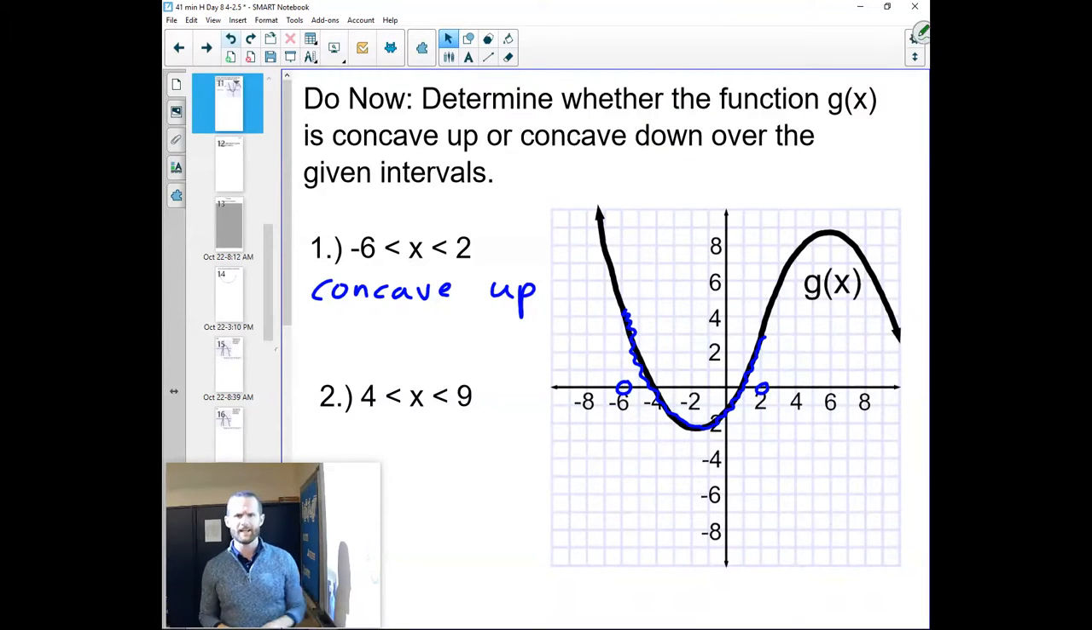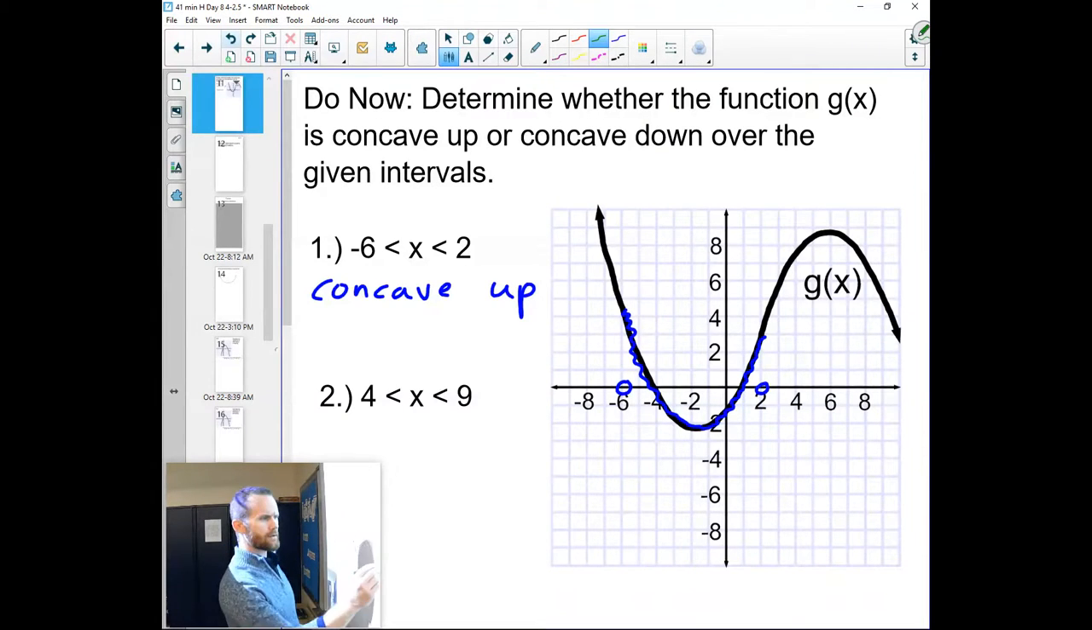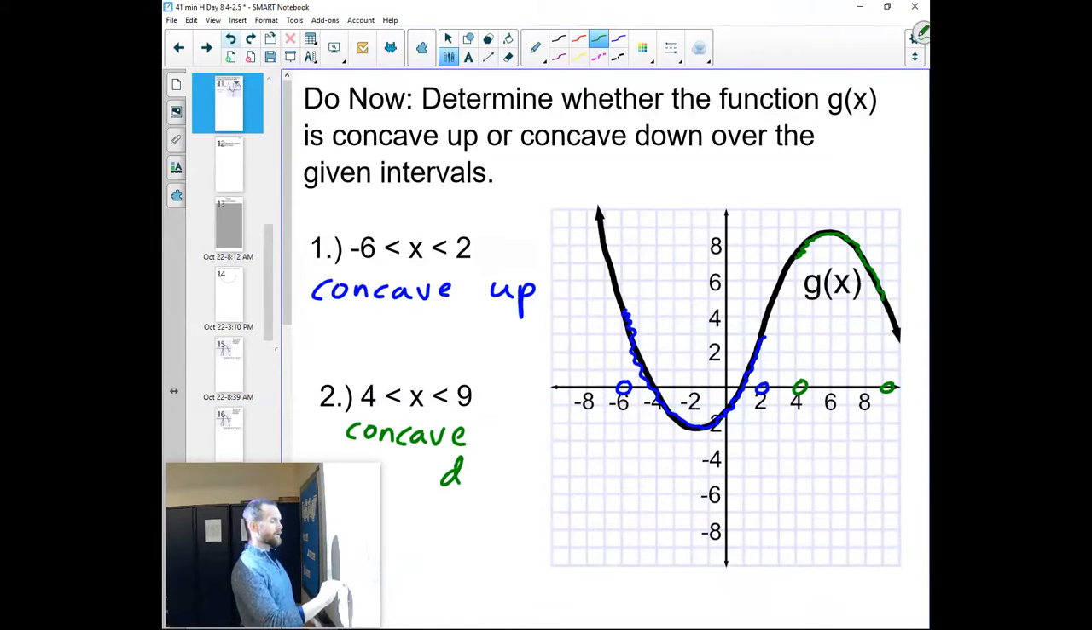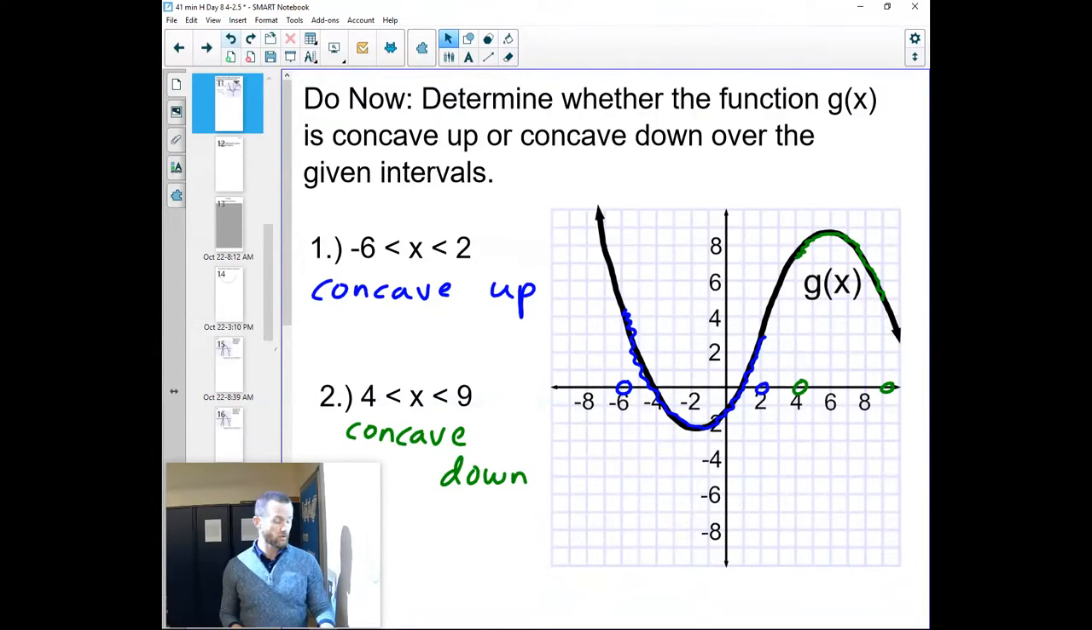Now let's take a look at the second one, which is from 4 to 9. So x goes from 4 to 9. So let's see. At 4, g of x is right there, and then it's going like that till it gets to 9. Well, again, if we just focus on the green, that looks like it's concave down.